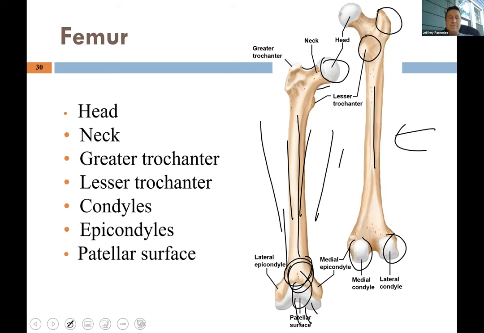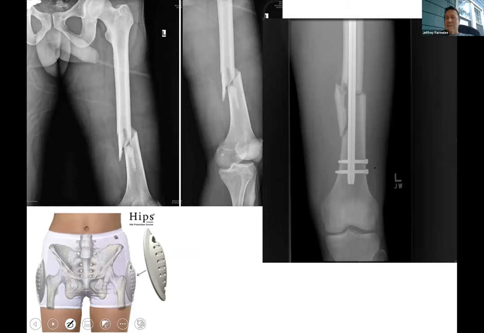Some pictures of broken femur. One of you talked about in lab having broken your femur, but that one you gotta work hard to break. I broke my tibia and fibula. Breaking your femur, that's pretty serious.